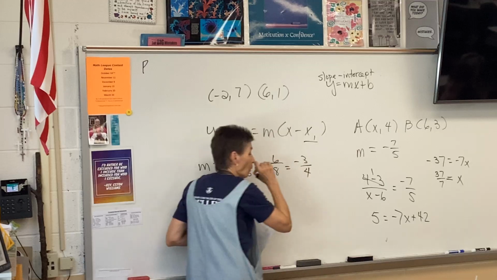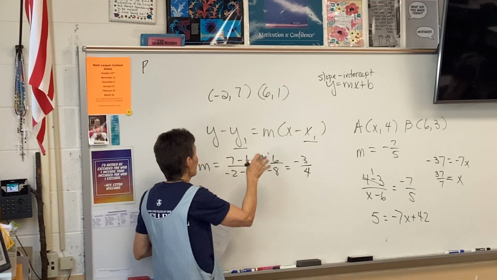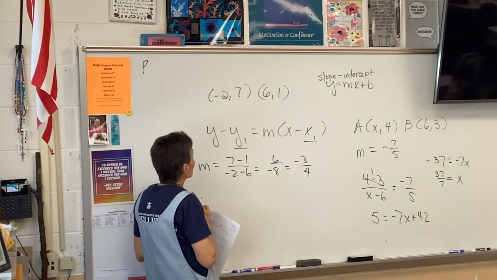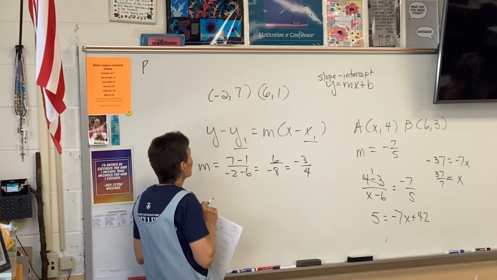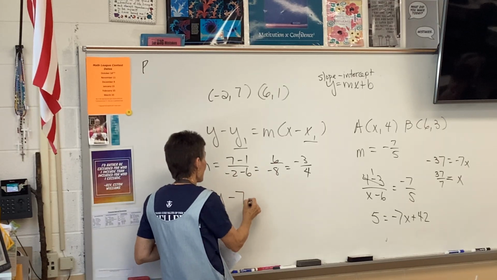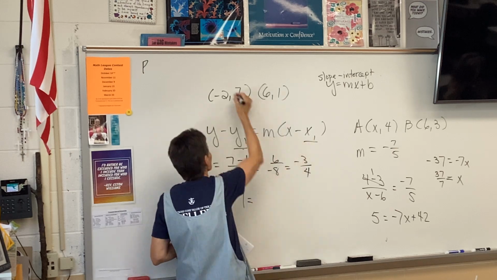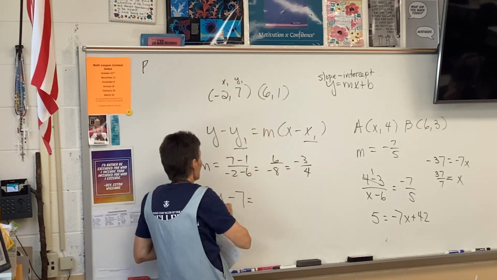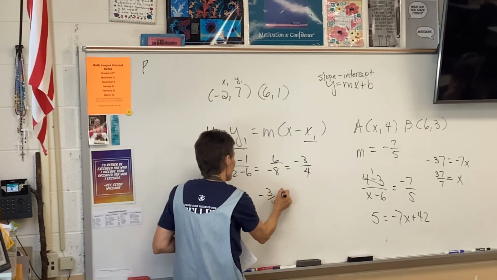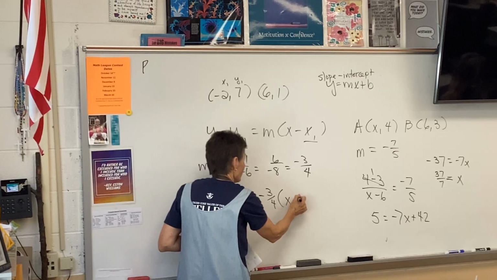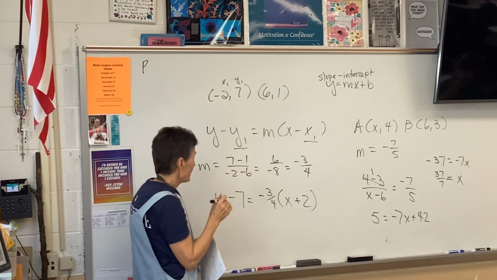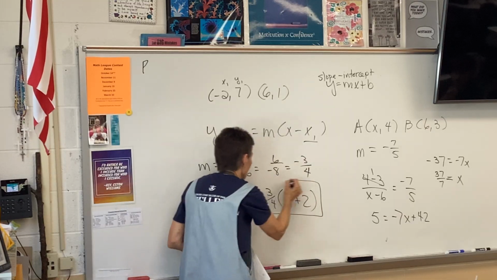This is one of your points. It doesn't make any difference which one, so which point do you want to use? Pick one. First one, there we go. So y minus 7, this is your point. You pick this one. So y minus 7 equals -3/4 times x plus 2. And that is the point slope form of the line.